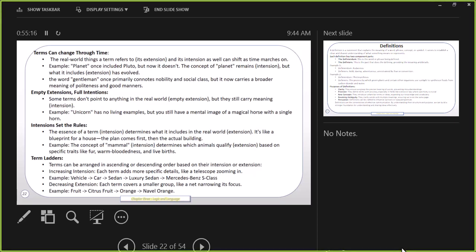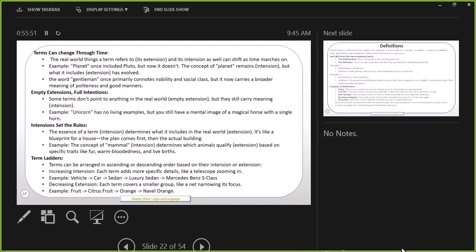Right? Terms ladder. Some terms can be arranged in order of increasing intension and increasing extension, or in order of decreasing intention and decreasing extension. What does order of increasing intention mean? Each term adds more specific details, like a telescope zooming in. When you come closer and closer, the last term in the list contains more features or qualities as compared to the word that comes before it.